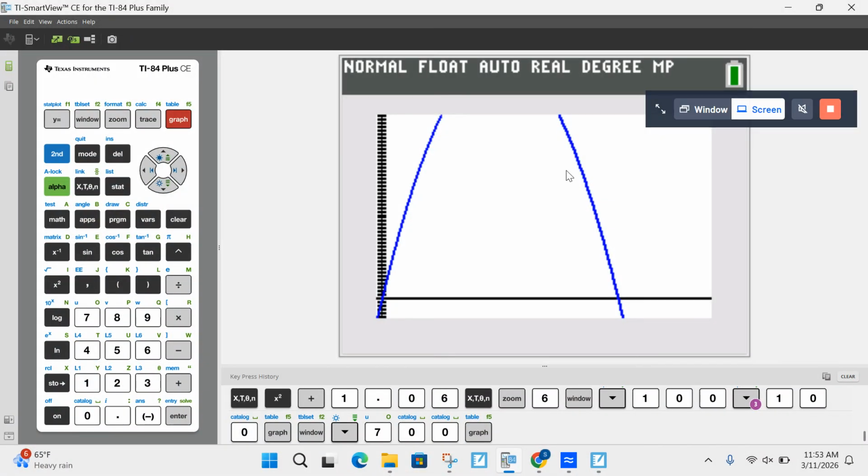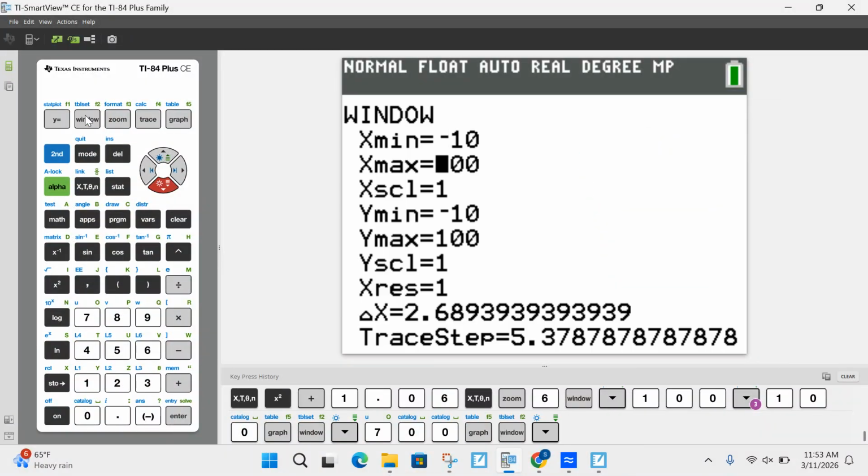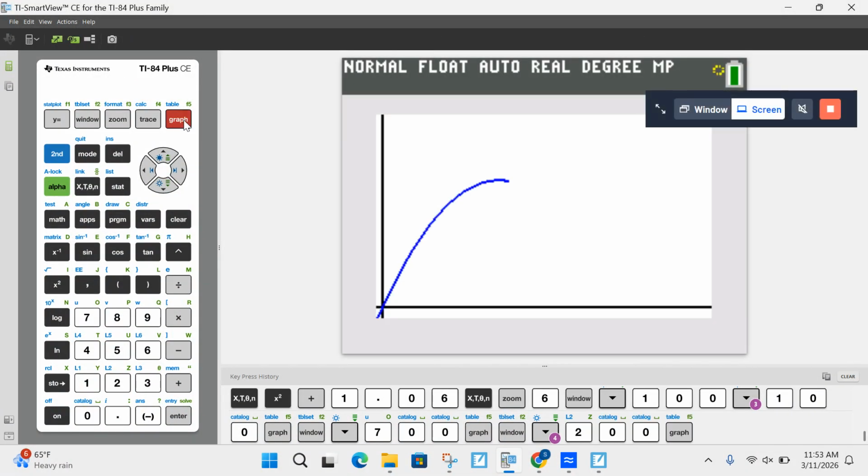Okay, I can't see my maximum, my vertex, so I need to go back up and increase my y max to 200. And I'm going to do something else. Do you see how when I graph it, I click on graph, I don't have a lot of space down here. I do need to find the zeros.